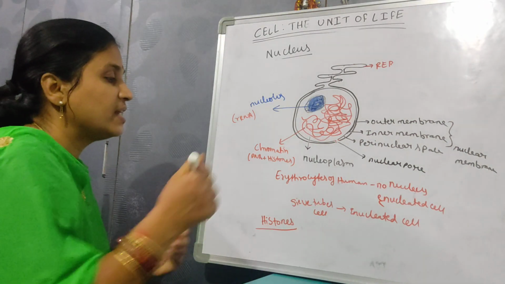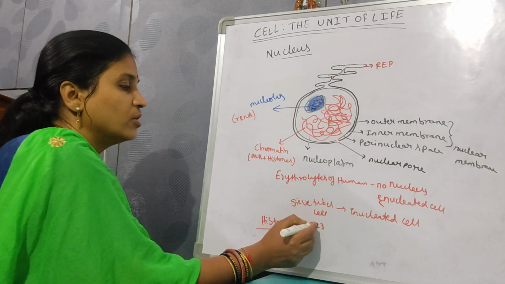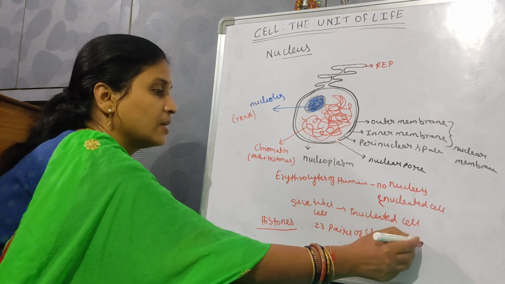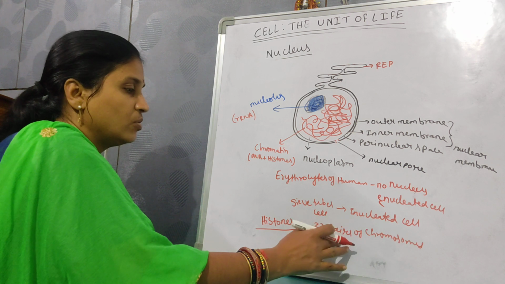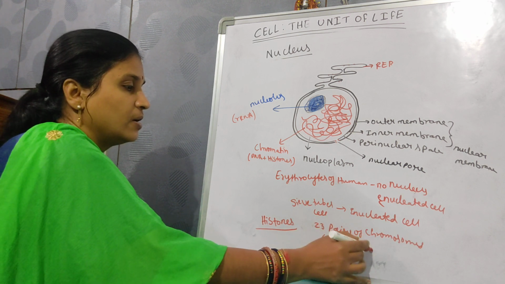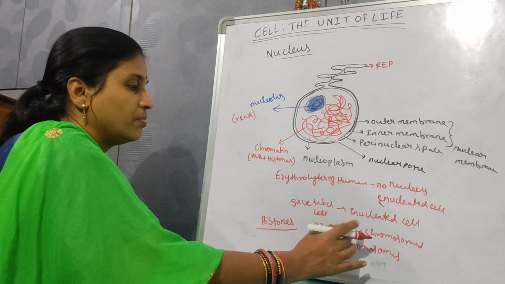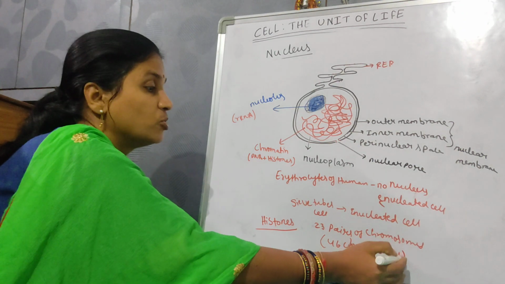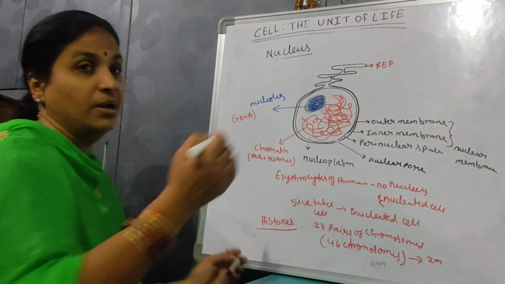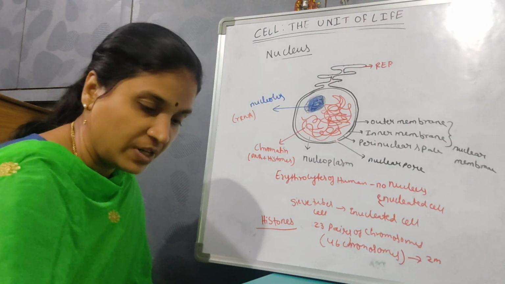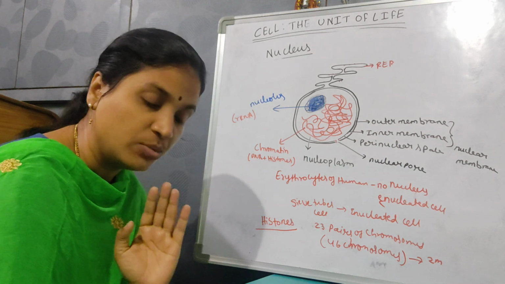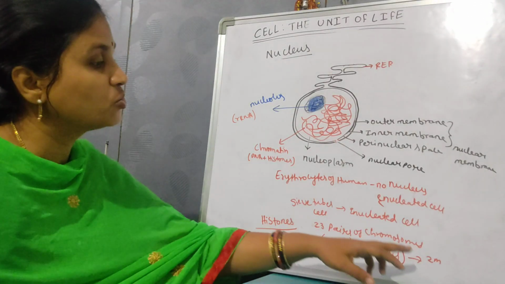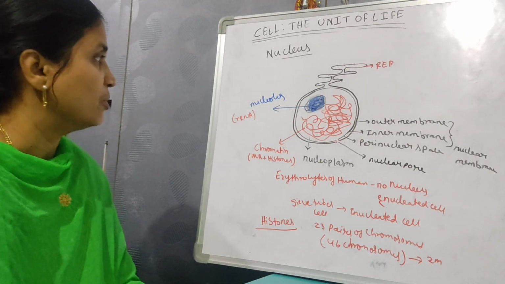Then in a human cell, 23 pairs of chromosomes are present, which means 46 chromosomes. In these chromosomes, the DNA is a 2 meter long thread. A single human cell has approximately 2 meter long thread of DNA distributed among its 46 chromosomes. That is about the chromosomes.